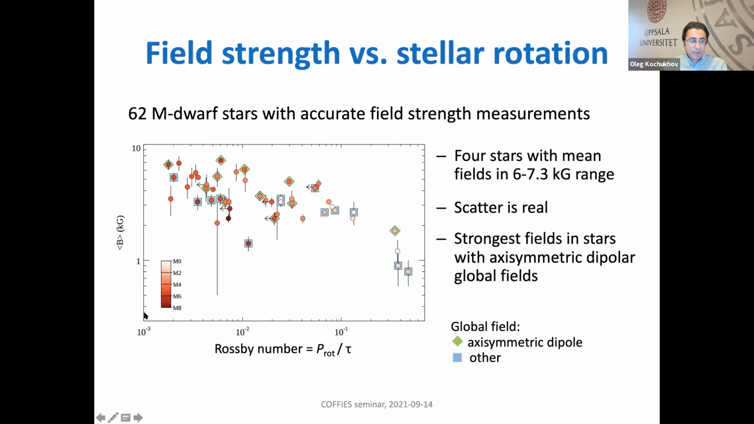And this is my attempt to summarize these results by plotting average magnetic field strength as a function of Rossby number, more or less this rotation activity diagram, but now using direct measurement of magnetic field as opposed to proxies. And well, you can kind of see that there is a rising branch of this activity relation. It's not easy to say whether or not where the saturation regime starts. There are quite many stars now with very strong average magnetic fields.